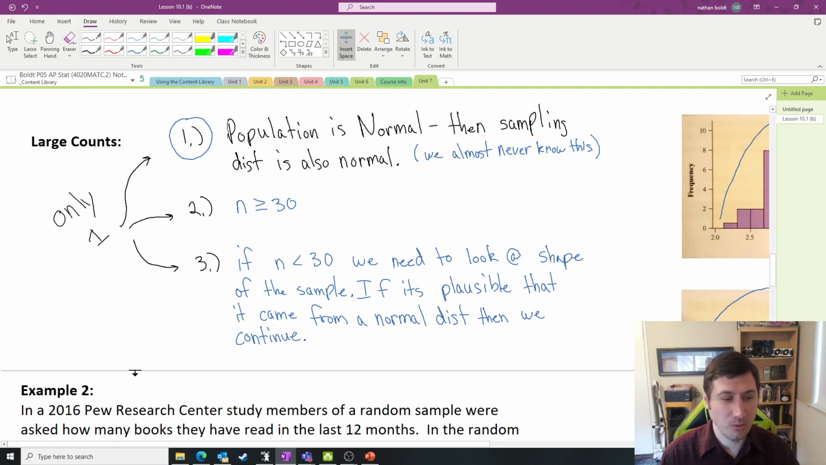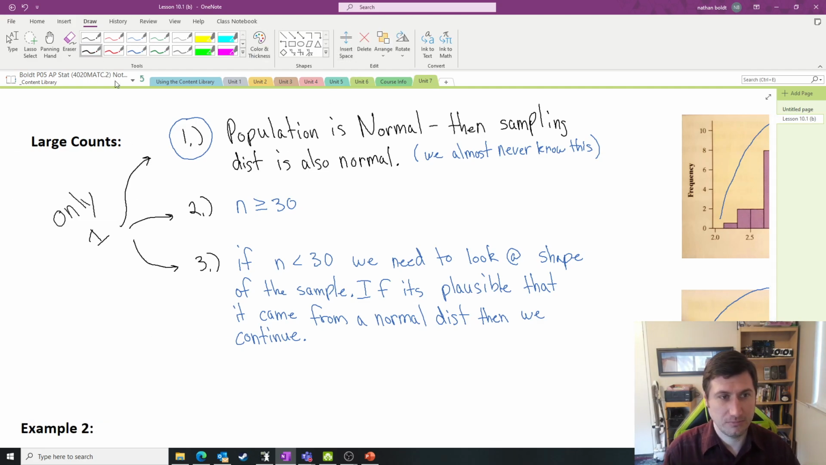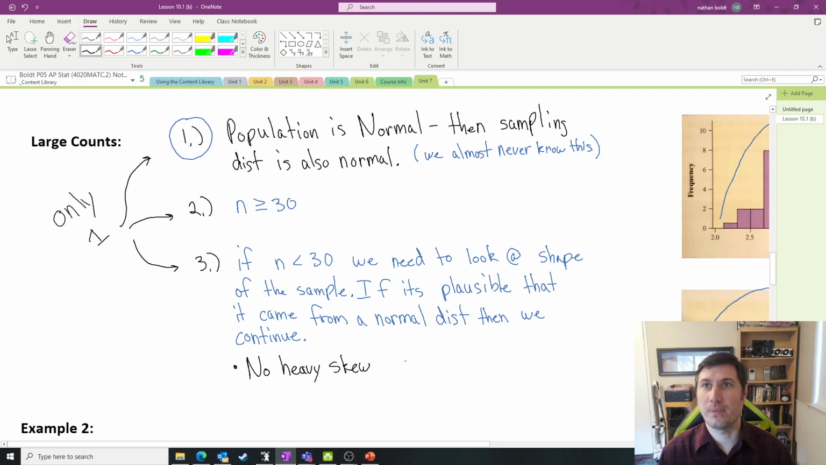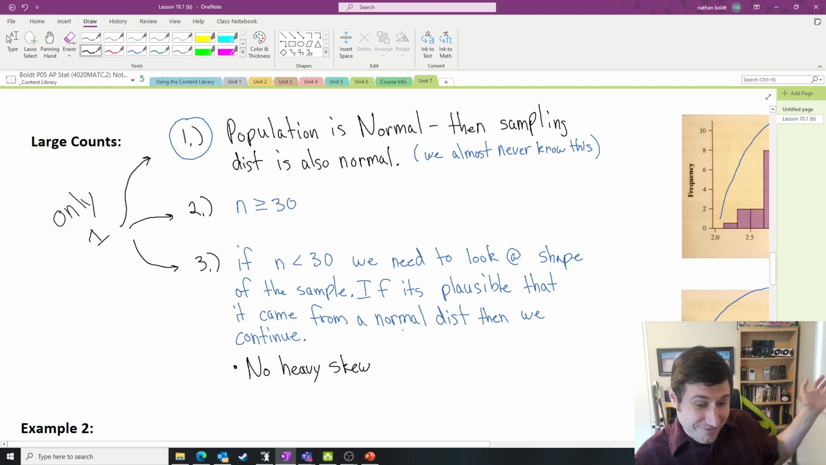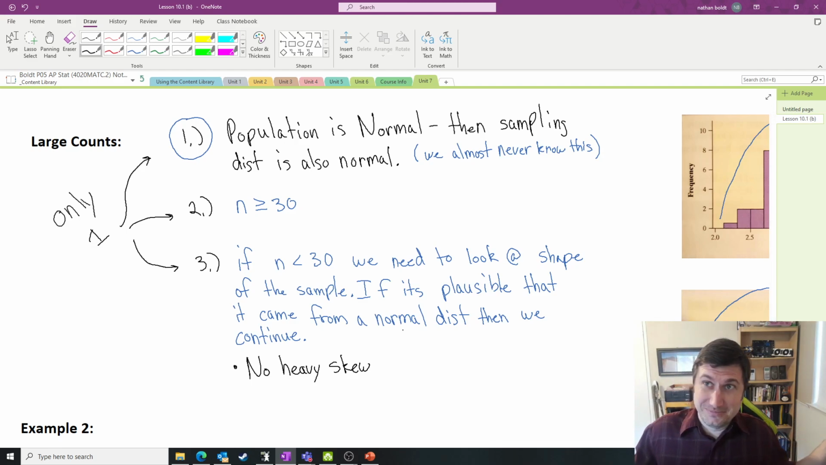Okay? Now, what does that look like? In short, it means no heavy skew. It is like an educated guess. All right? I don't have any evidence that it's not from a normal model. I'm going to go with it. No heavy skew and no outliers.